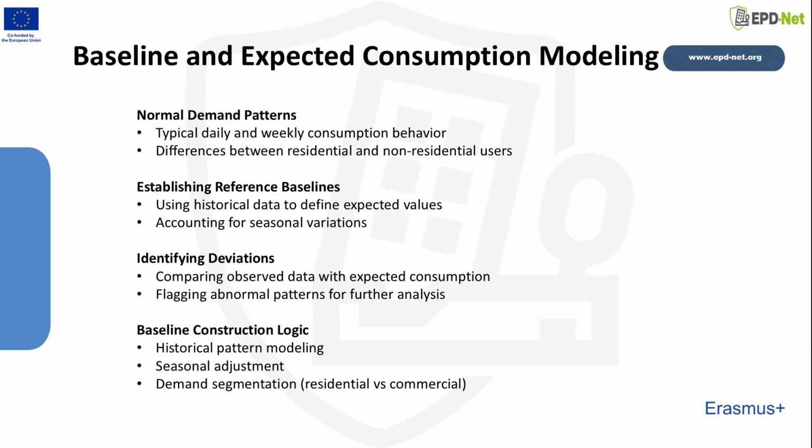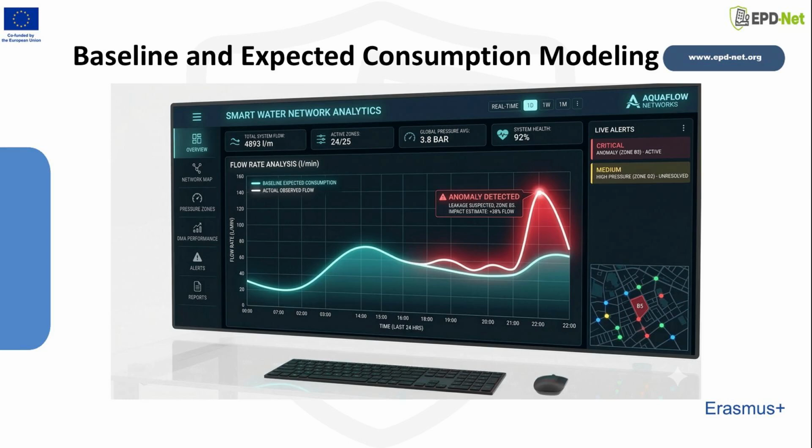By analyzing past behavior, utilities can define expected consumption levels under normal operating conditions. Seasonal variations, such as increased summer demand, must also be considered when building reliable baselines. Once a baseline is defined, current observations can be compared against expected values. Significant deviations between observed data and modeled consumption may indicate abnormal conditions, including potential leakage. This comparison helps narrow down areas that require further investigation.